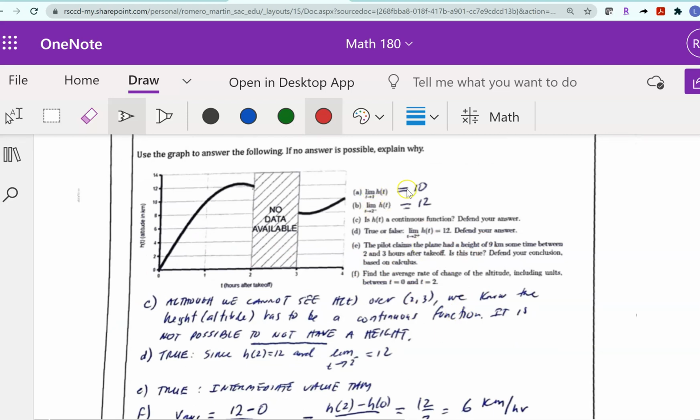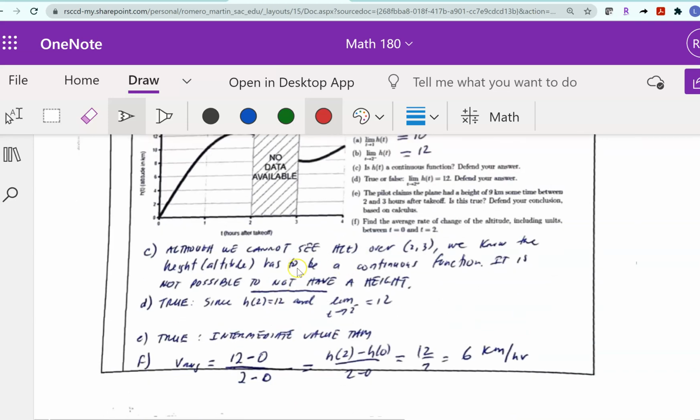The limit of h of t as t approaches 1 is 10. As it approaches 2 from the left side, that's over here. And that's where those numbers come from. And then I have my explanations for that, of it's continuous here. The true or false question, right?